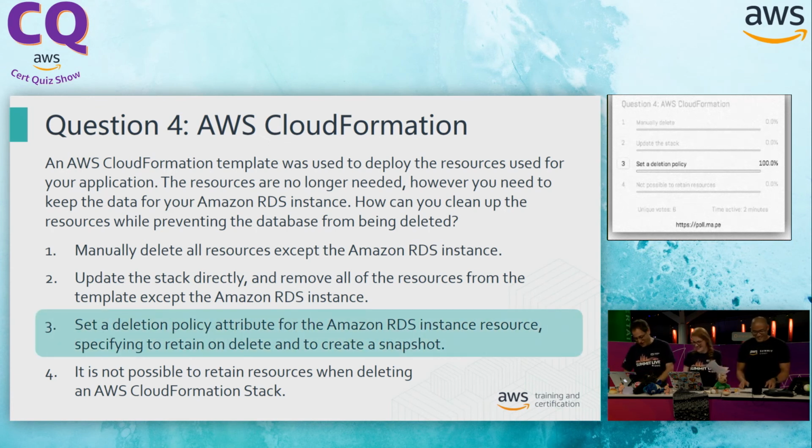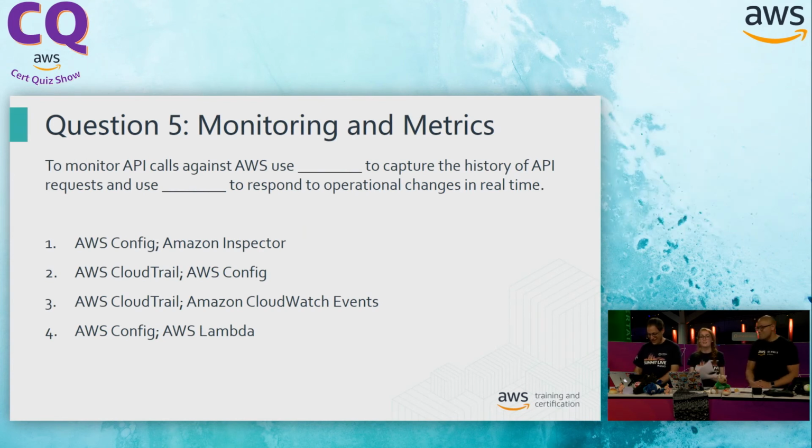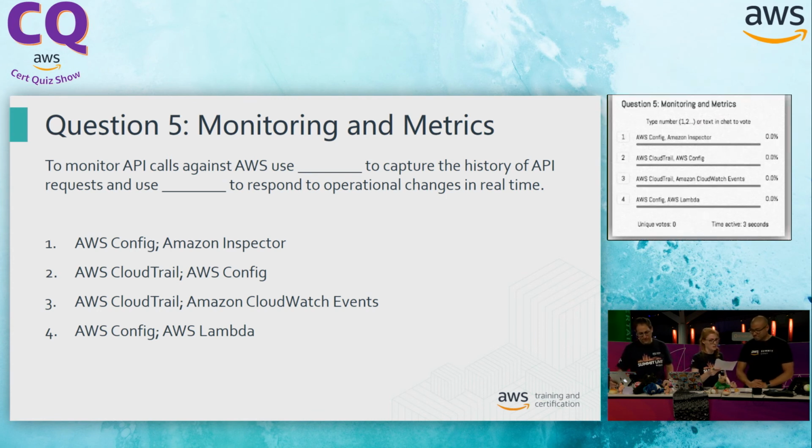All right, last question for Sander today, everyone, on monitoring and metrics. To monitor API calls against AWS, use insert to capture the history of API requests and use insert to respond to operational changes in real time. What are the 2 right inserts? Okay, so let's just jump straight to the answers.